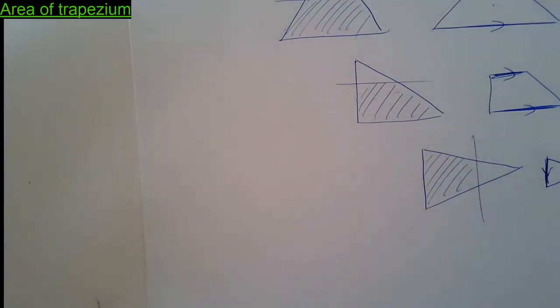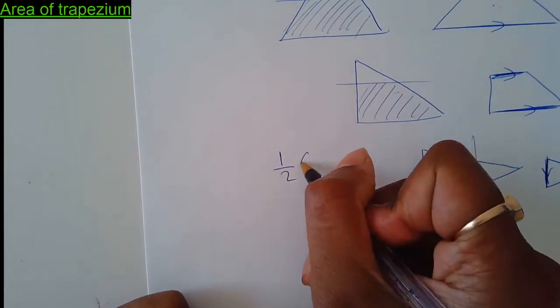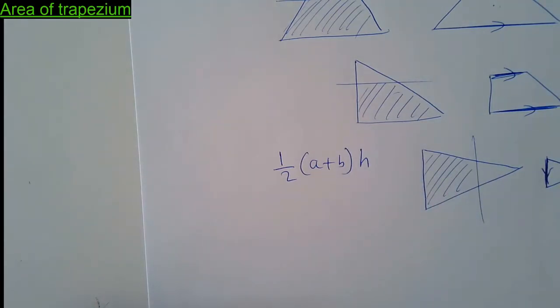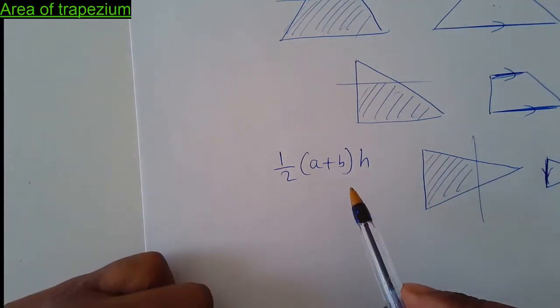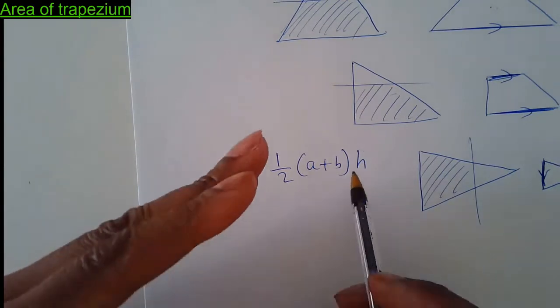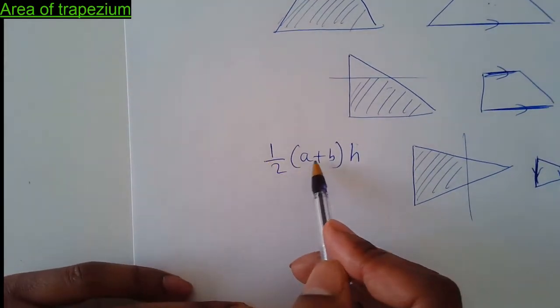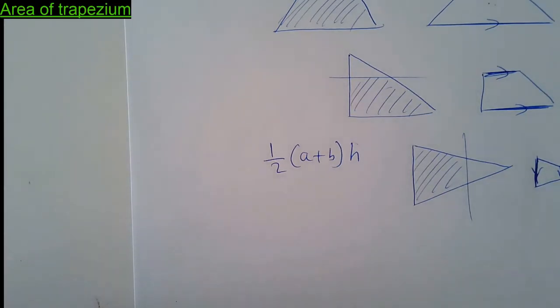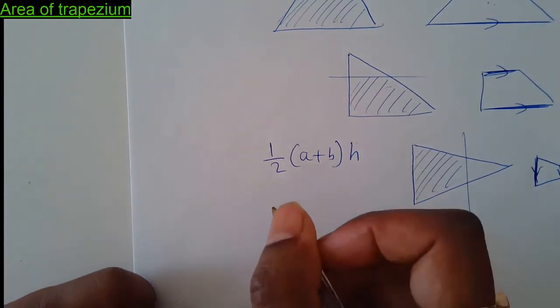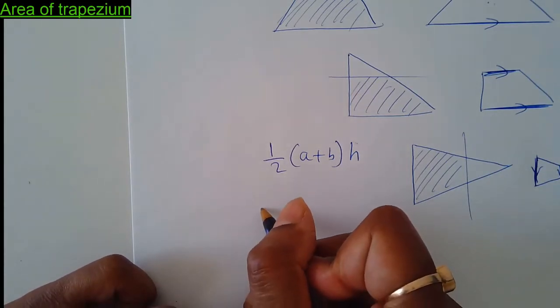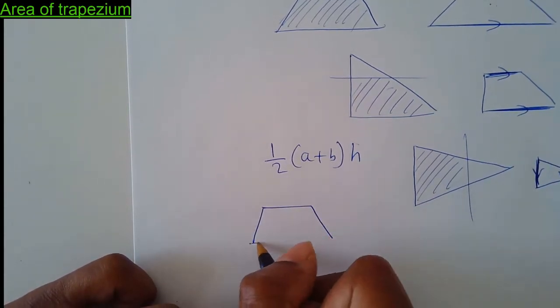Now how do I work out the area of a trapezium? There is a formula for this. People who are used to substituting numbers into formulas would be used to this. Before I start using this formula, I'll teach you one way of working out the area of a trapezium without having to substitute numbers into the formula. So here's an example.